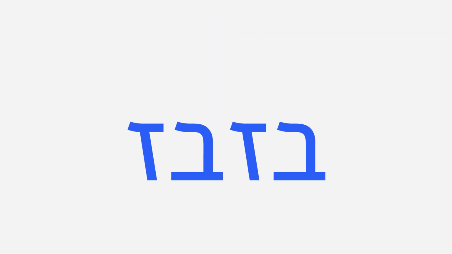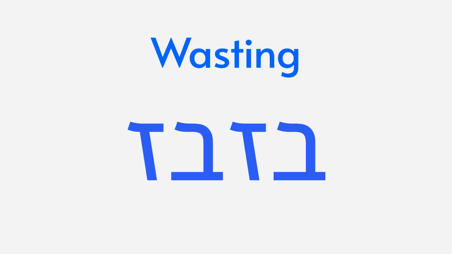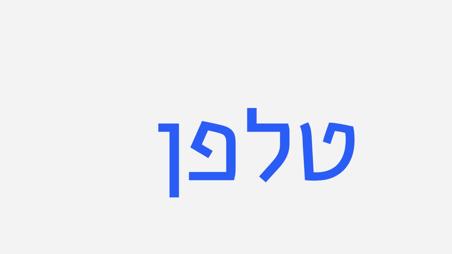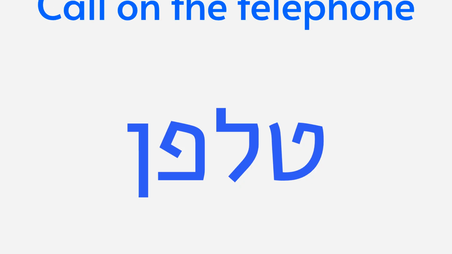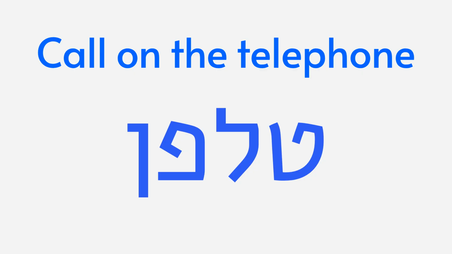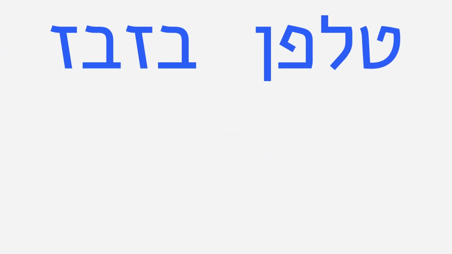One very common type of 4-letter roots are roots that have 2 letters that are doubled, like the root beit zayin, which has a meaning of wasting. Many Hebrew verbs that were borrowed from another language are made with 4-letter roots, like tet, lamed, peh, nun, whose consonant root letters, t, l, f, n, were taken from the English word telephone. The verb from this root means to call someone on the telephone. Today we'll begin to see how to make these 4-letter roots into verbs.